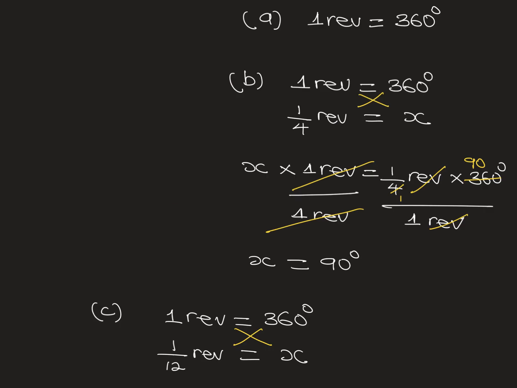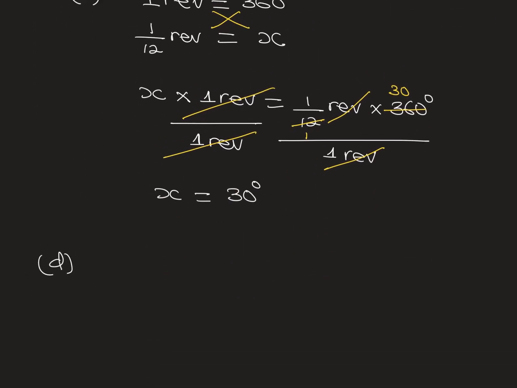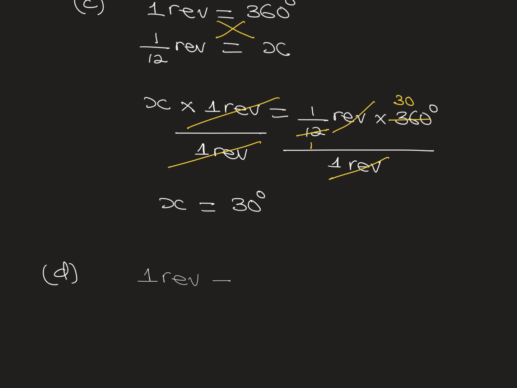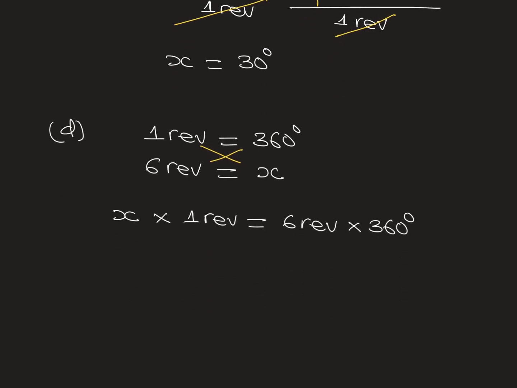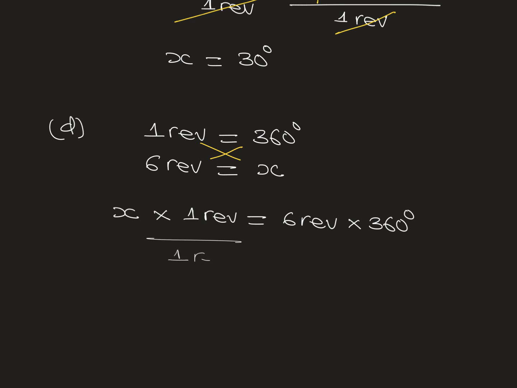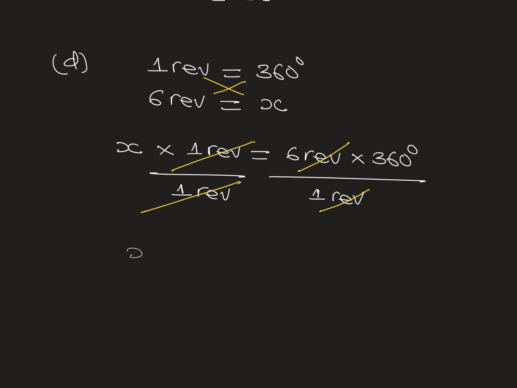Question D is 6 revolutions. If 1 revolution is equal to 360 degrees, then 6 revolutions should give us x. Now we can cross multiply. So we will have x times 1 revolution is equal to 6 revolutions times 360 degrees. To find x, we divide both sides by 1 revolution. Revolutions cancels revolution. So x becomes 6 times 360, which is 2160 degrees.